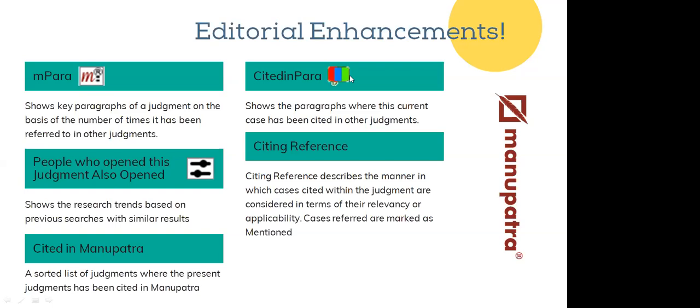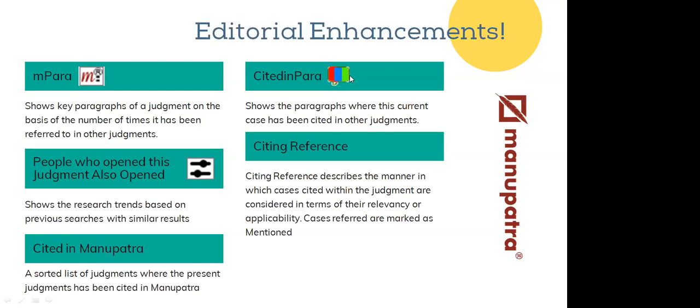Next, People who opened this judgment also opened. A lot of times when you're researching, you reach a roadblock, in the sense that, okay, I found three judgments, but they're not enough. I need more, but where do I go from here? What should I search more? What additional issues can I add to this proposition? When you've hit that roadblock, this is something you can check out. It gives you a list of judgments, based on our user interface and all the user data that we have, all the relevant searches that have been run, showing which judgments have been opened most with the current judgment that we are looking at.